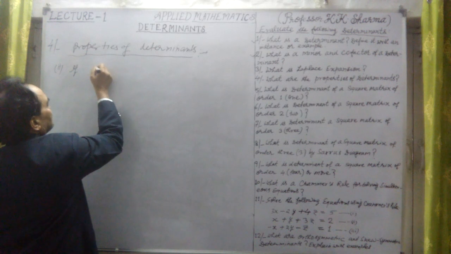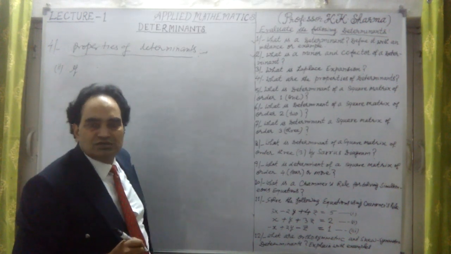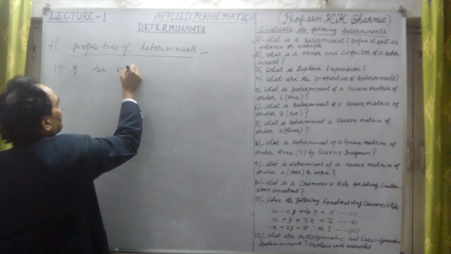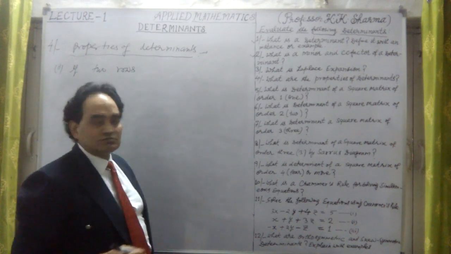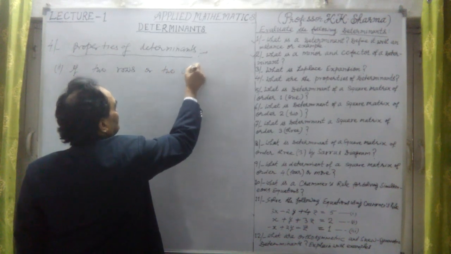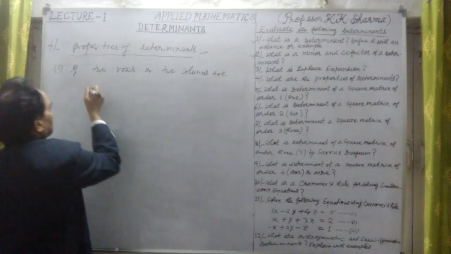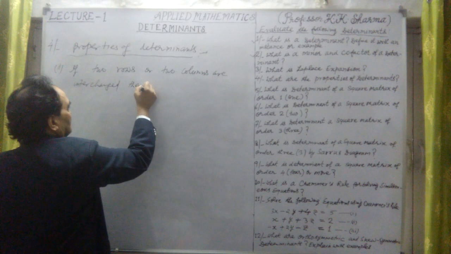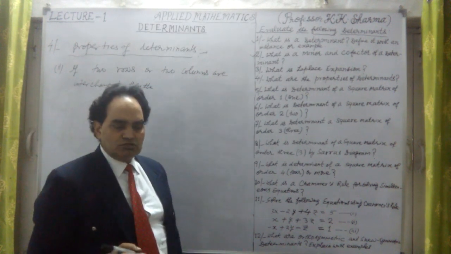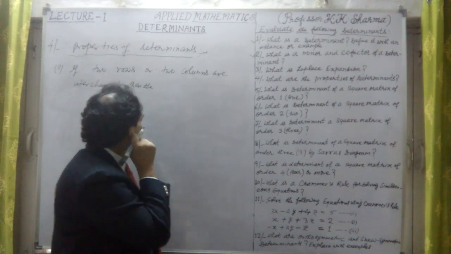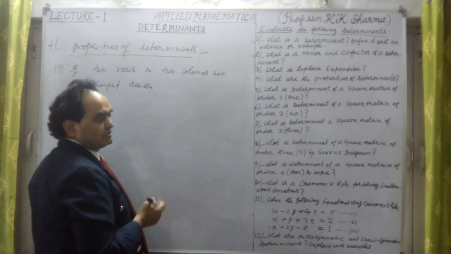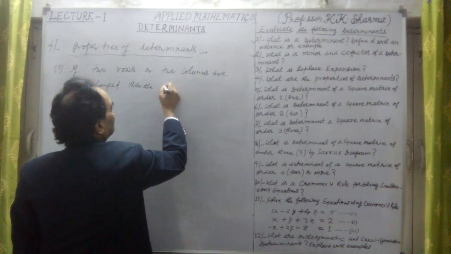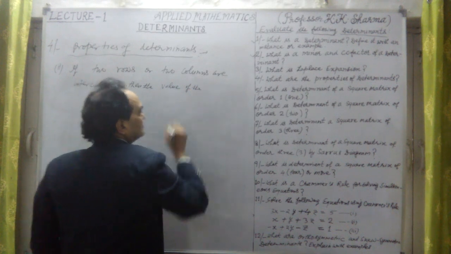If two rows or two columns are interchanged, then the value of the determinant is changed. This is in case of a square matrix of order 3, order 4, etc. In case of order 2, we can also interchange the rows or columns, and the answer will be negative. If two rows or two columns are interchanged, then the value of the determinant will have a different sign.